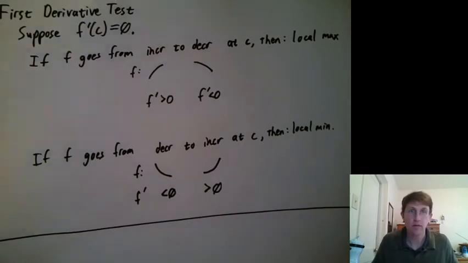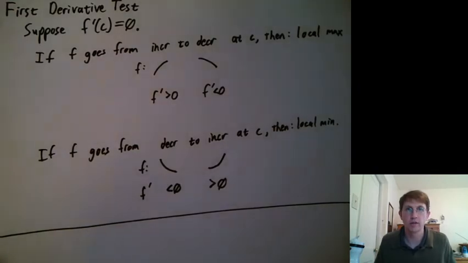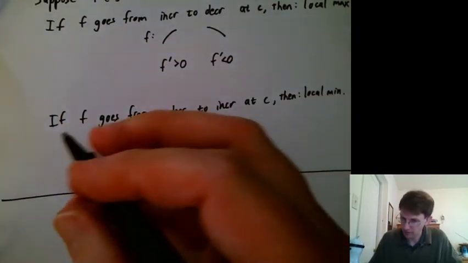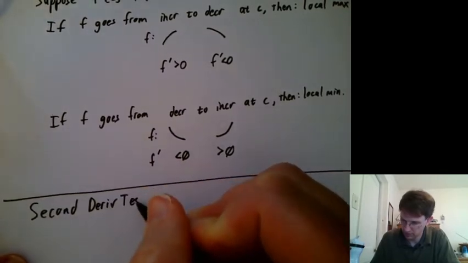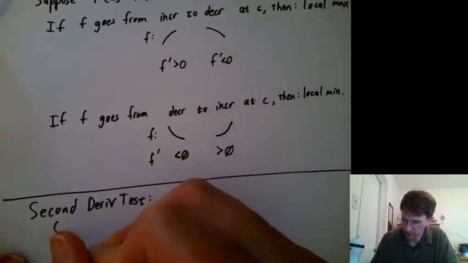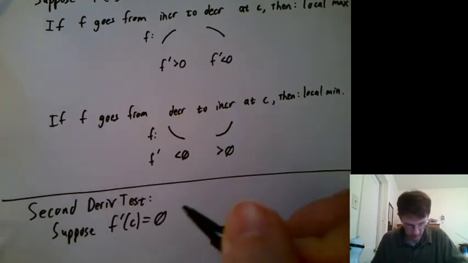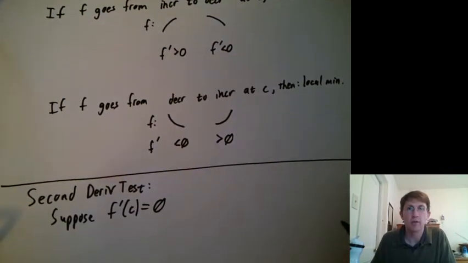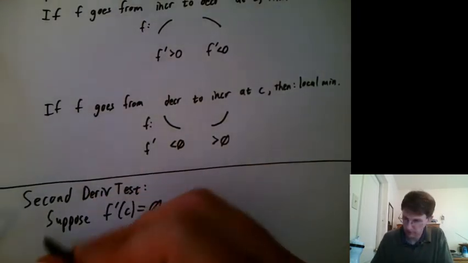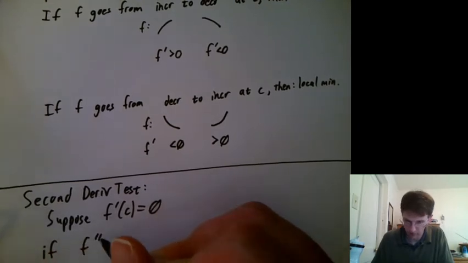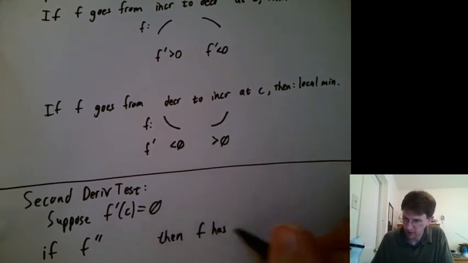Let's think of what a second derivative test can be. What can the second derivative tell us about whether we're at a local max or a local min? So it'll start the same way. We'll say, suppose f prime equals 0. Let c equal 0. So what do we want to say about the second derivative to say that we're at a local max, for example? So let's say if f double prime is something, then f has a local max at c.